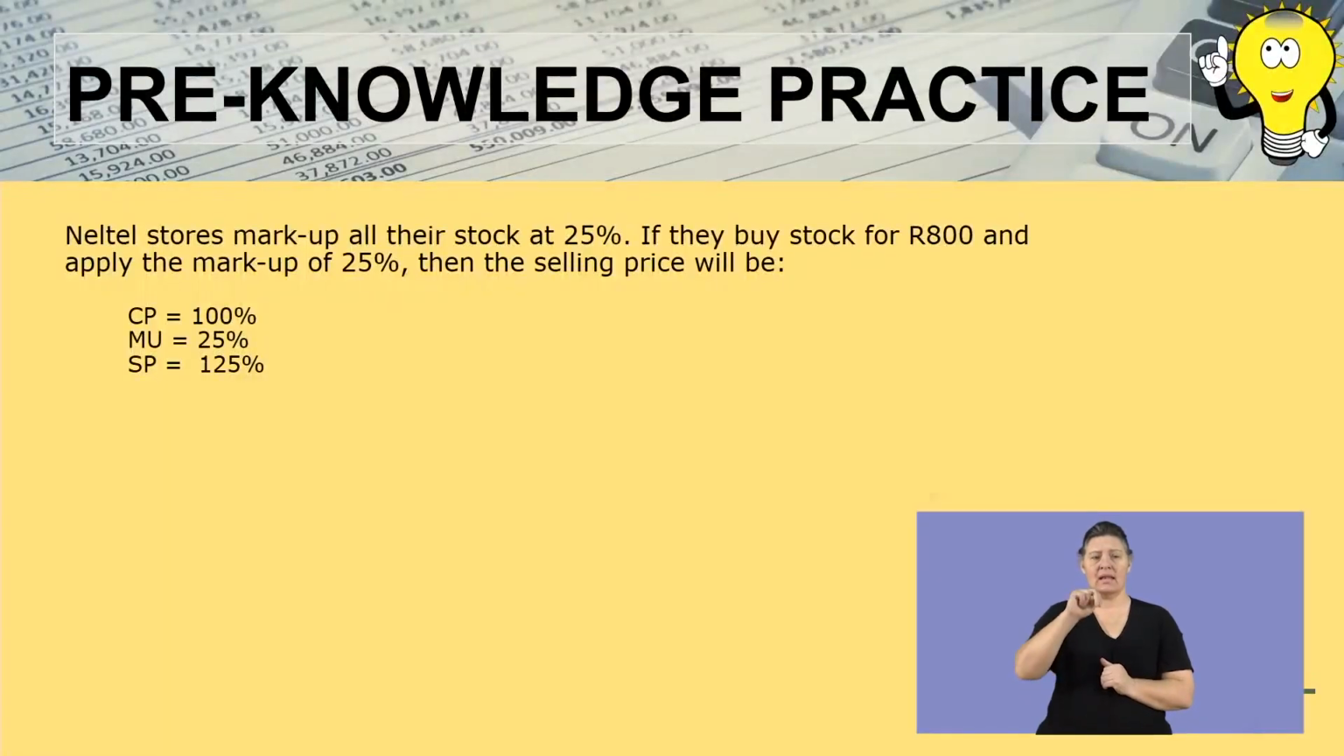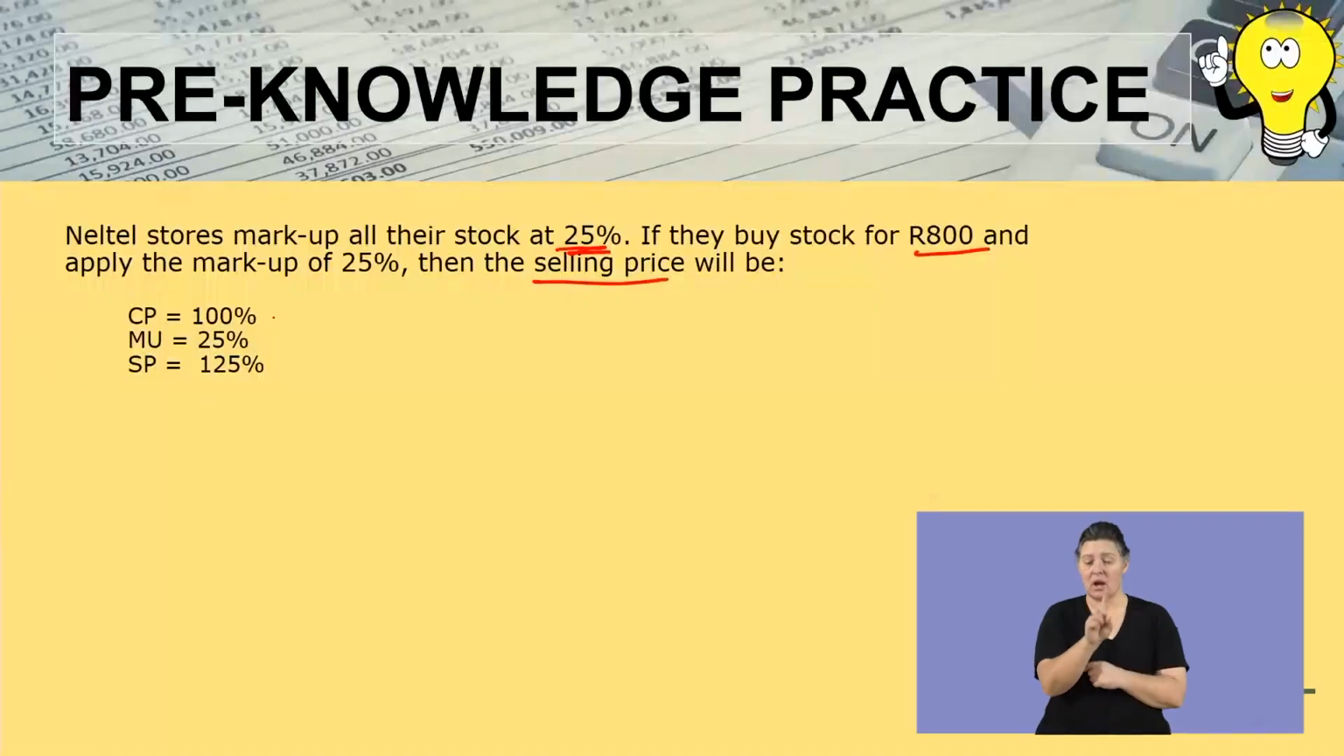What you see in front of you reads: Neutral stores mark up all their stock at 25%. So this is my markup percentage, 25%. If they buy stock for 800, this is very important, and apply the markup of 25%, then the selling price will be... They require us to calculate what? The selling price.